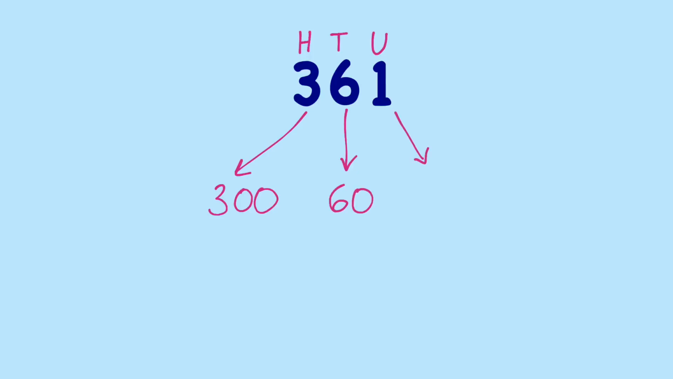Let's look at the number 361. It's always useful to write in the column headings for our place value. So we can see here that in the hundreds column is a 3, so that tells me this is going to be 300. In the tens column there's a 6, so 6 tens is 60. And in the units column is just the 1, that's 1 unit. I can put those together and I've got 300 plus 60 plus 1, which makes 361. And I have partitioned that number.